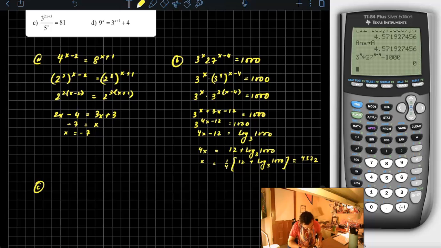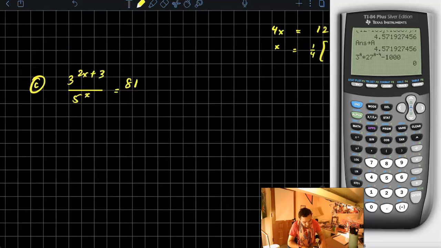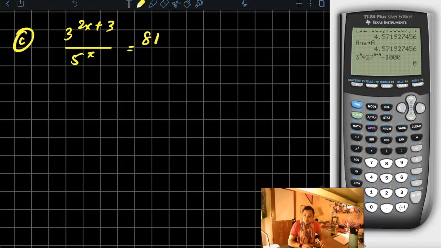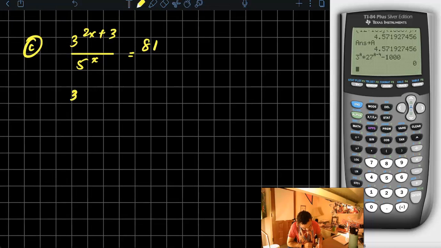3 to the 2x plus 3 over 5 to the x equals 81. So what's interesting here is we have two different bases, and so that's going to be interesting to deal with. But there are some common bases in that if I would start by writing this as 3 to the 2x plus 3 over 81 equals 5 to the x. So I'm going to cross multiply.